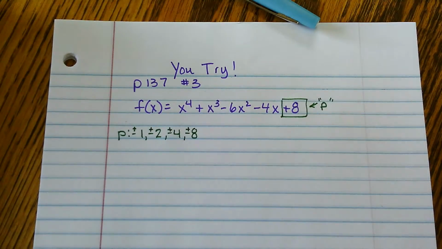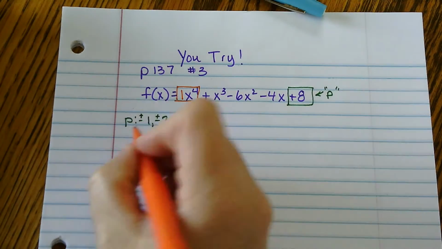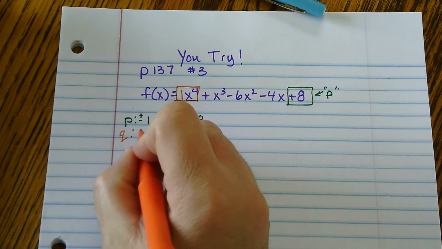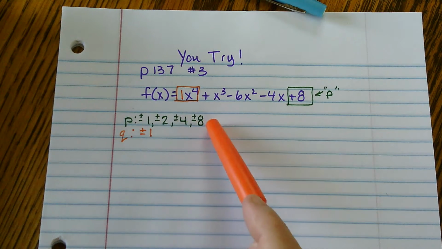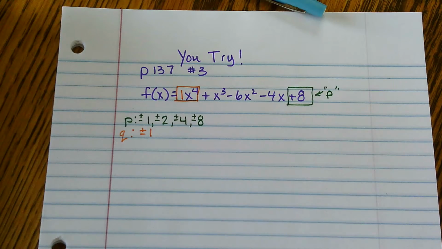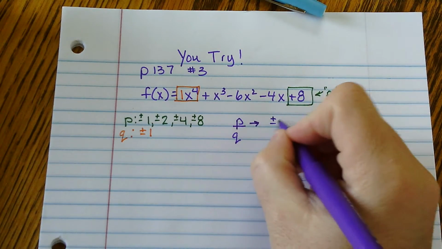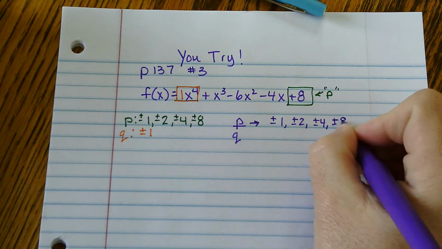Then we have to look at our Q value. And our Q value is our coefficient in our lead term, which in this case is 1. So our P is 8, and our Q is just plus or minus 1. How glorious that we will be able to do this without a problem, because we know that these divided by 1 will just give us these at the end anyway. So when we do P divided by Q, in this case, we are going to end up with plus or minus 1, plus or minus 2, plus or minus 4, or plus or minus 8.